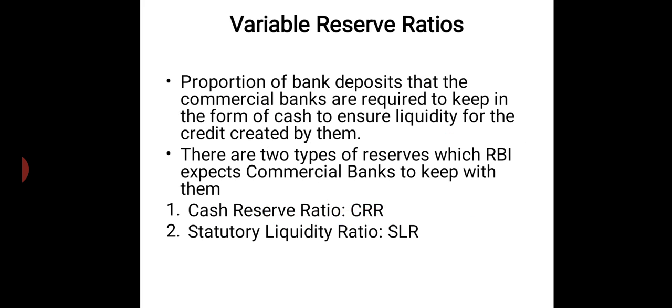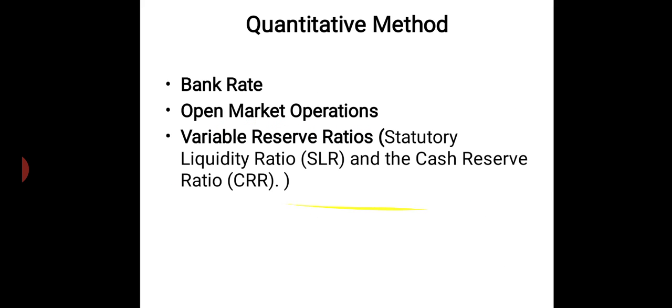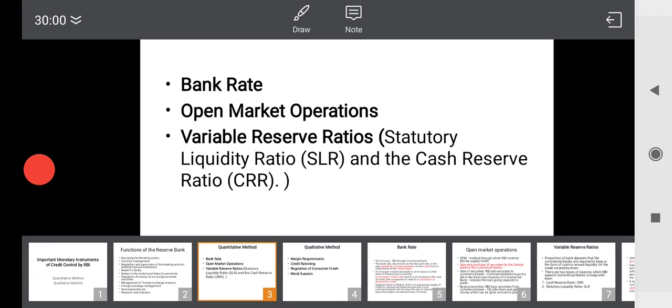So today we have studied all three quantitative methods, and how they affect the general public. RBI is indirectly using all these quantitative methods to control credit in the economy.